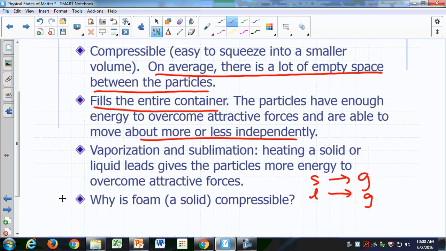Now you might be saying a foam, like the one you lie on, is a solid. Isn't that easily compressible? How do you explain that? What's in a foam? It's actually a lot of air in between. We have very thin strands of solid, like a mesh of solid, but there's a lot of air in between. That's why it's compressible. It's not just a solid.